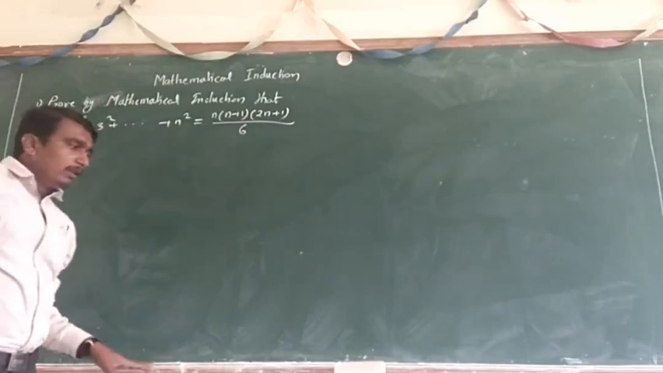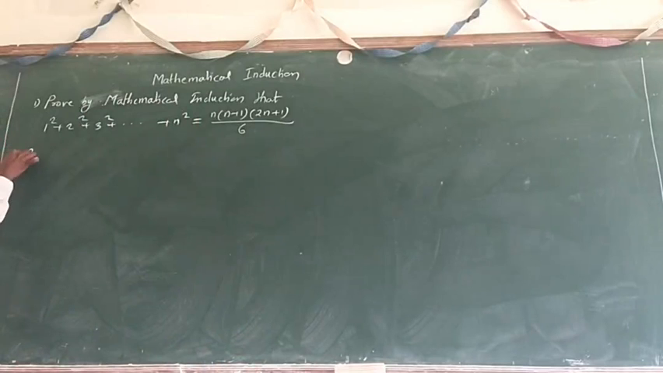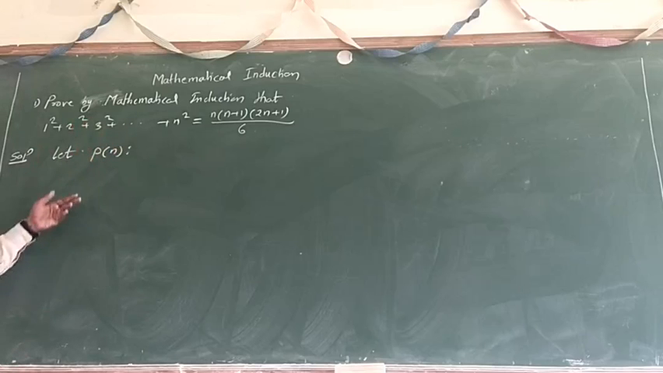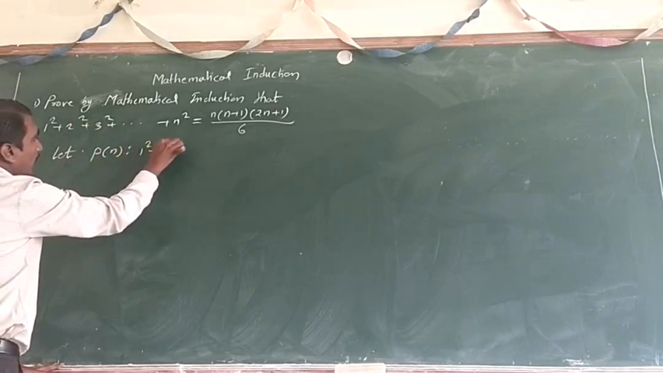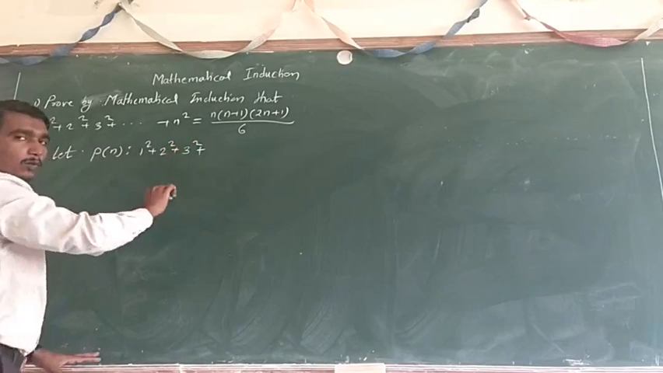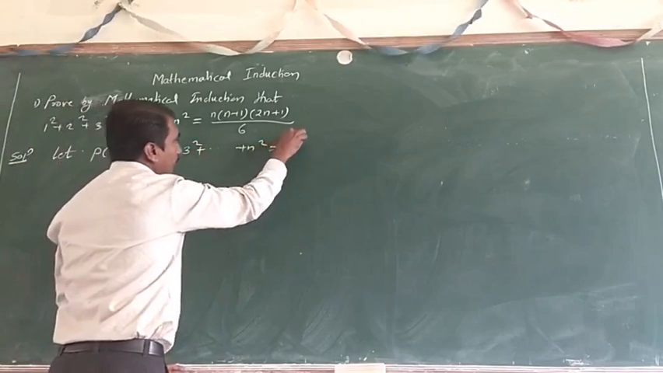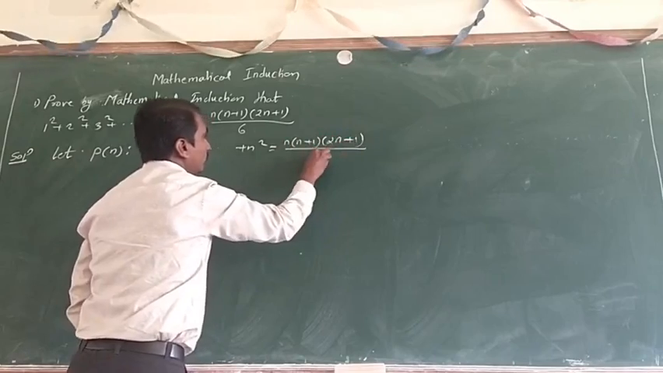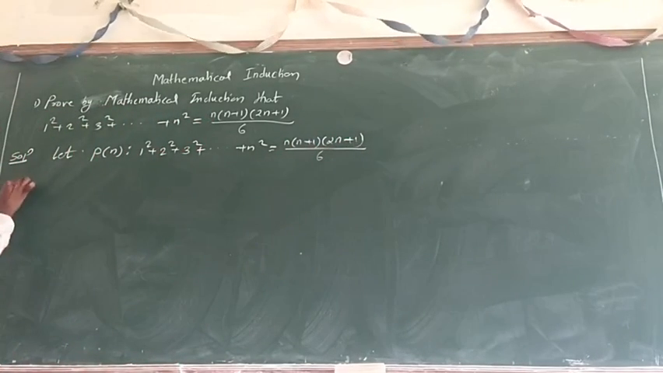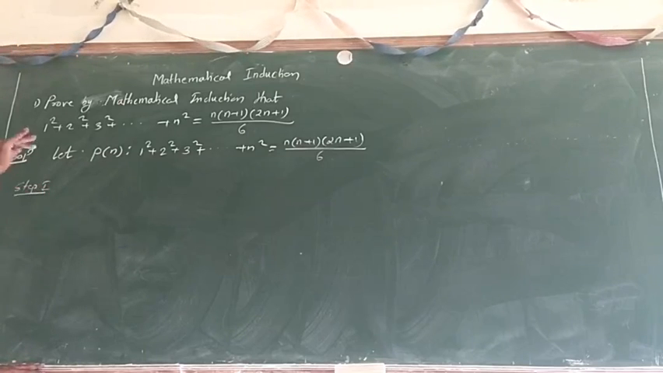Here we apply the principle of mathematical induction. The first step is the solution. Let us consider the given statement as P of n. That P of n is 1 square plus 2 square plus 3 square plus so on plus n square equals n into (n plus 1) into (2n plus 1) by 6. Now step 1. In step 1, what do we do? We have to put n equal to 1.